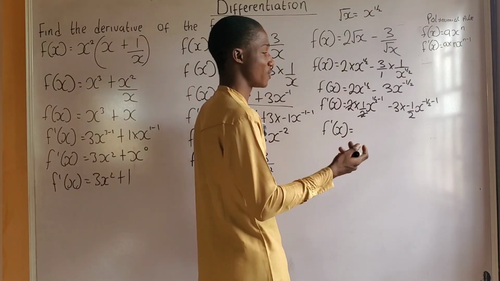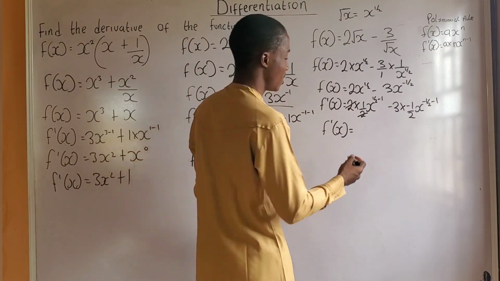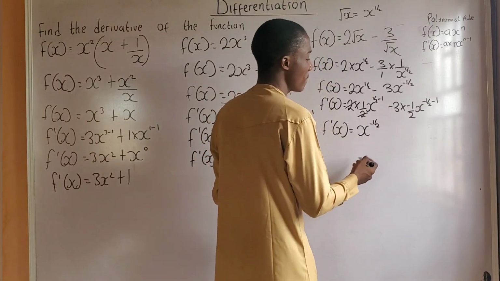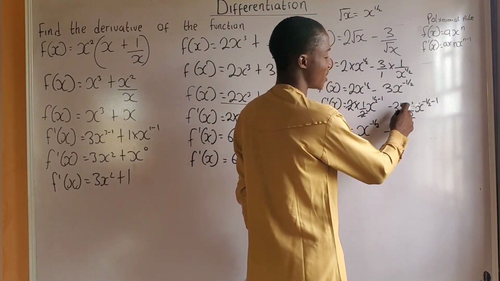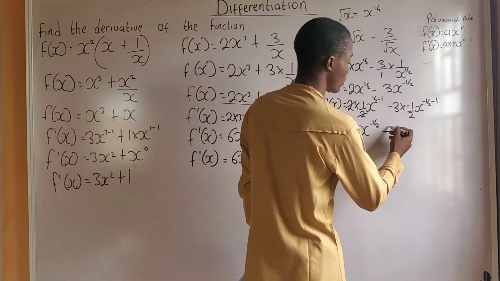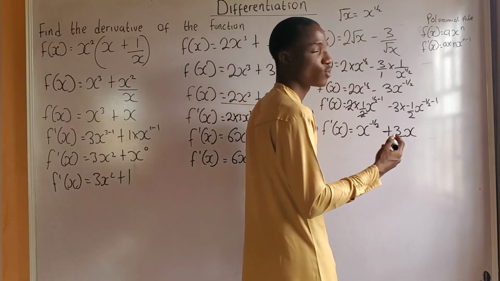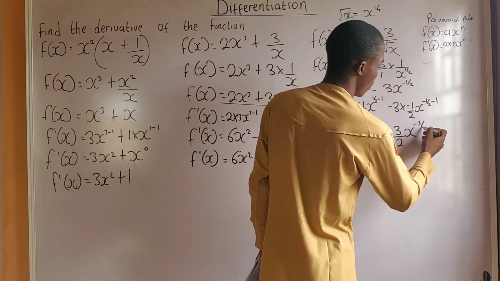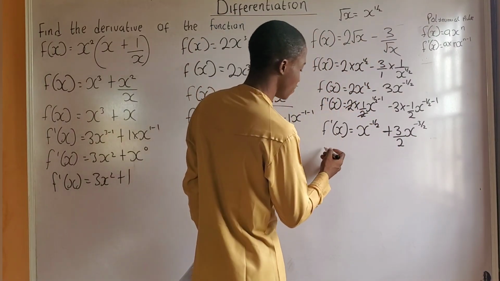1 over 2 minus 1 will give me negative 1 over 2. That is half minus 1. So I'm going to have x raised to the power of negative 1 over 2 minus, now, negative 3 times negative 1. That is what? Positive 3. So I'm going to have positive 3 all over 2 x raised to the power of negative 1 over 2 minus 1. That is what? Minus 3 over 2. Minus 3 all over 2. Do you understand?